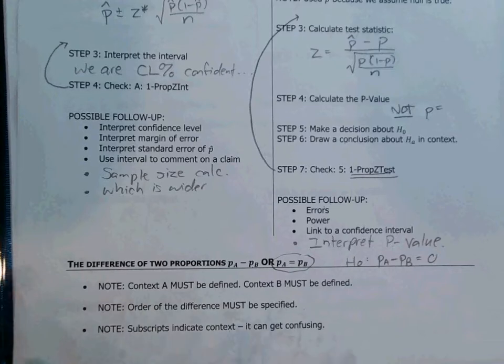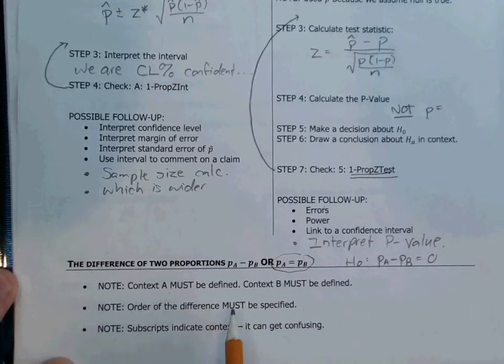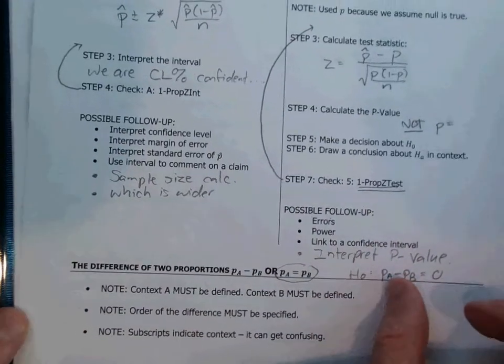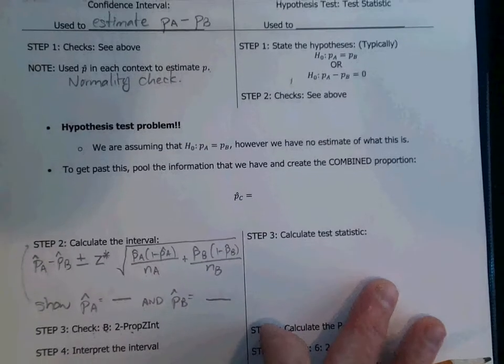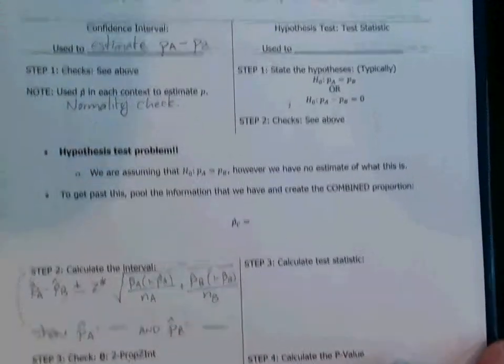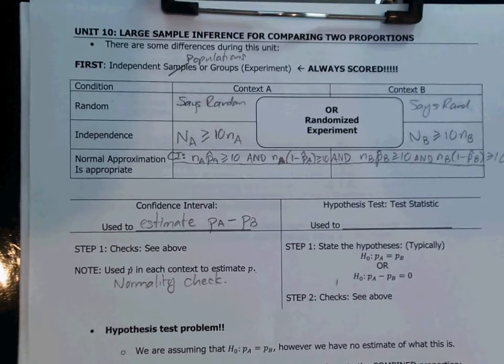Take note, same as before, context A and context B must be defined. The order of the difference must be specified, and subscripts can indicate context. It can get very confusing. So now we're going to do the right-hand column of the next page of notes, because the right-hand column is the hypothesis test. So, first check, same as the first check with confidence intervals.